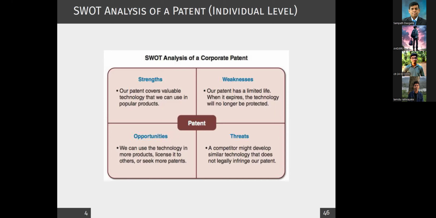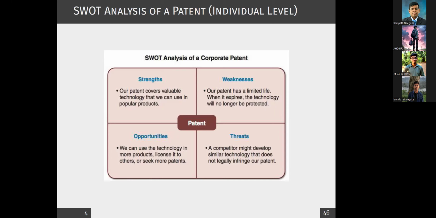The weaknesses, it says that our patent has a limited life. You know that when people take a patent, they will have a time frame where they can make use of the patent, right? During that time, if somebody is using the technology, normally they have to pay a fee to the owners, right? Then after it expires, anybody can use it. So that's why it says it's a weakness.